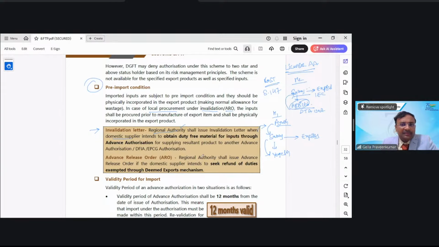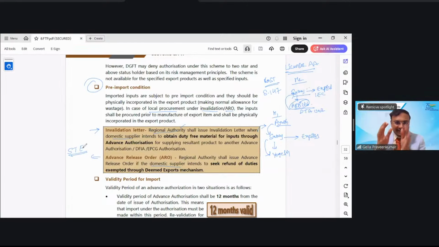Similarly there is the advance release order, where the regional authority shall issue an advance release order if the domestic supplier intends to seek refund of duties exempted through the deemed exports mechanism. Where the refund has to be sought by ABB Limited, then an advance release order will be given. Usually this term is used where we have state trade enterprises. You remember there are restricted items which are permissible only to be purchased or sold through STE. In those cases where the refund is to be given to this license holder, an advance release order will be given.